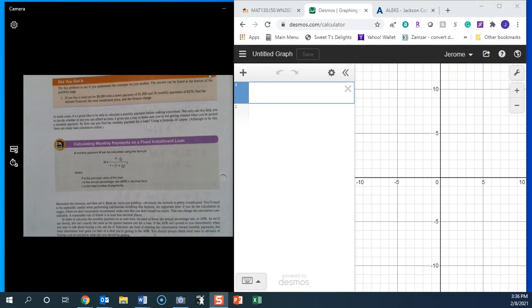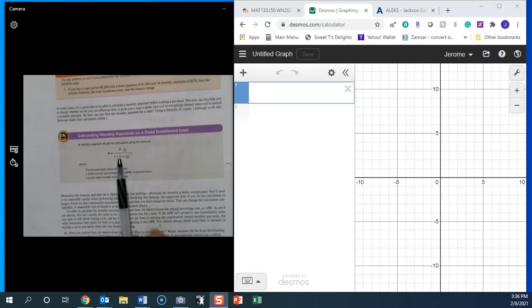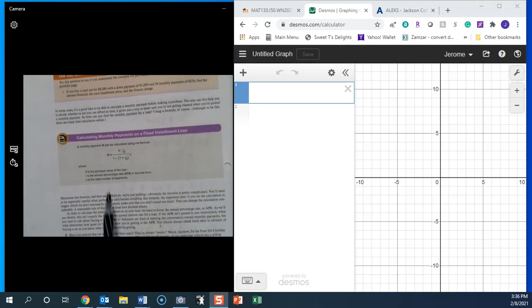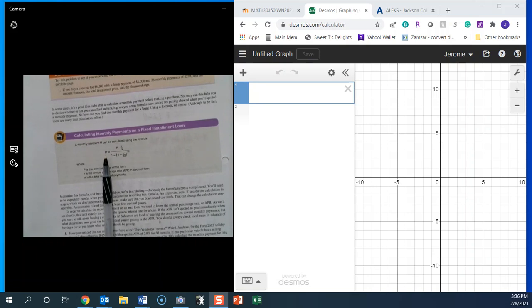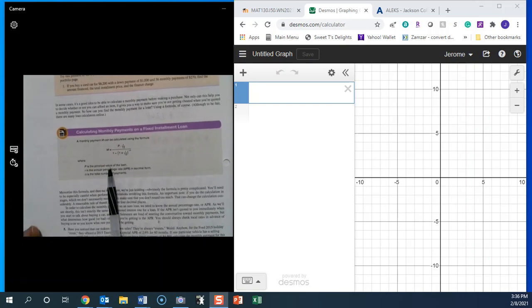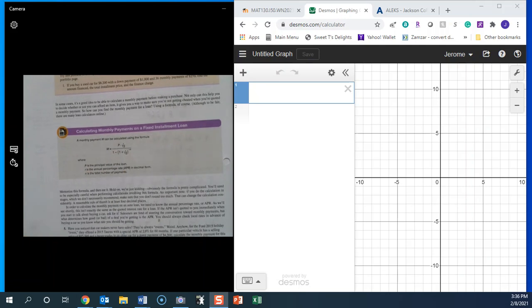Although to be fair, there are many loan calculators online. Now, this is the formula for the monthly payment. And of course, we know M stands for the monthly payment, the P is the principal, the R is the annual percentage rate, and N is the total number of payments.